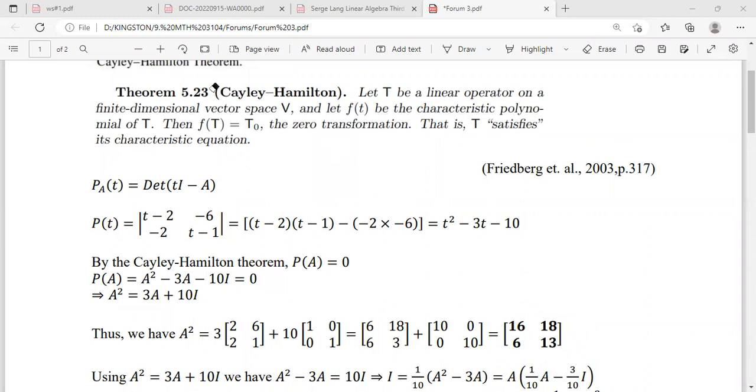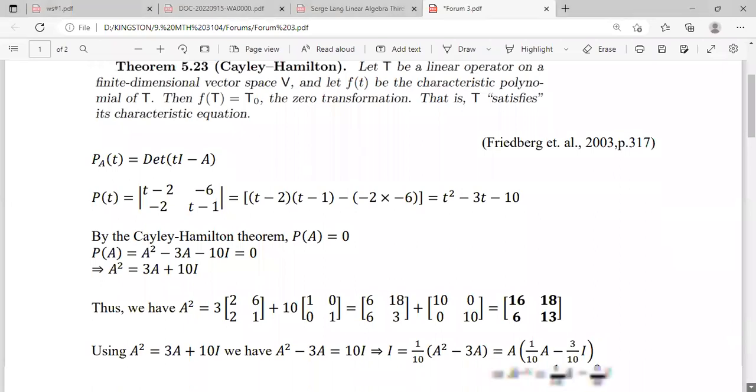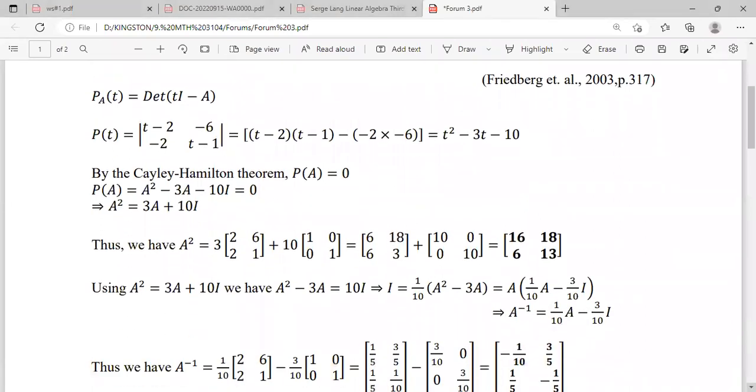inverse. Now, what will happen again is that we will restate what we gathered at the beginning of what A squared is equal to. So we'll restate the point that A squared is equal to 3A plus 10I. And then what we will seek to do is to make I the subject of the formula. Now, I is equal to 1/10 of A squared minus 3A. And then the next step for us to do is to factor out an A.